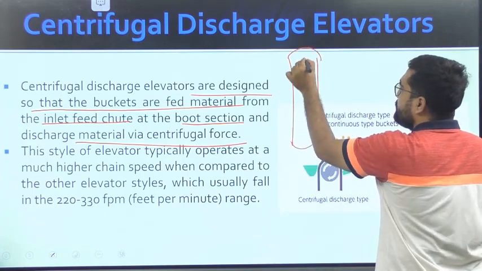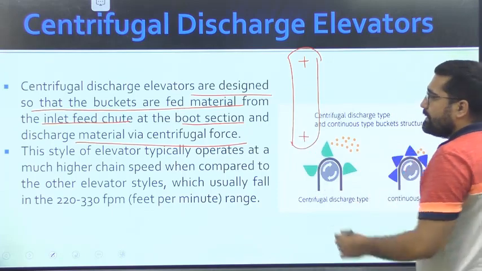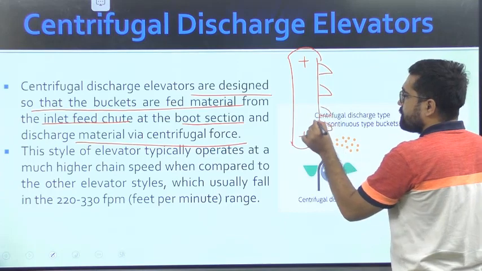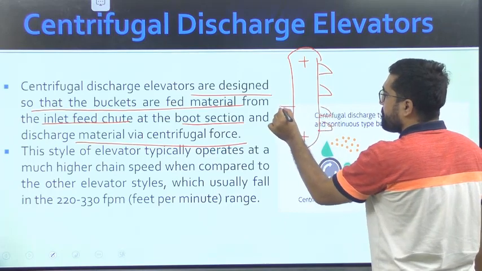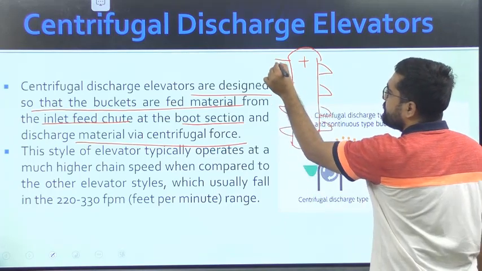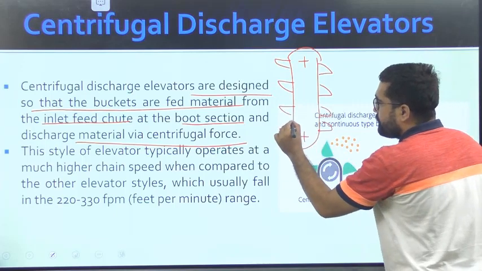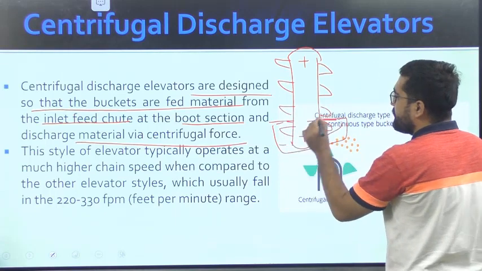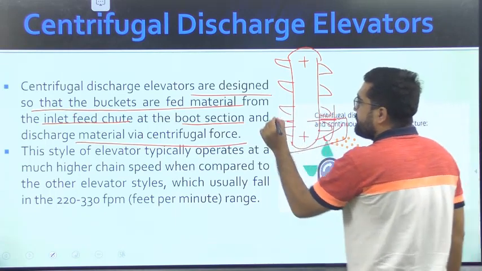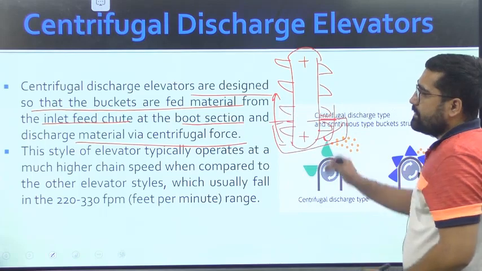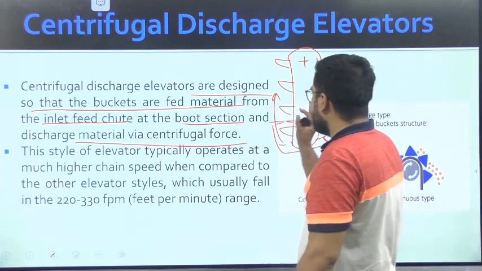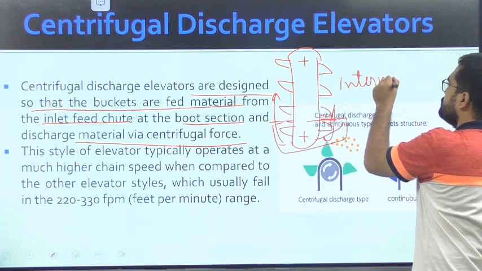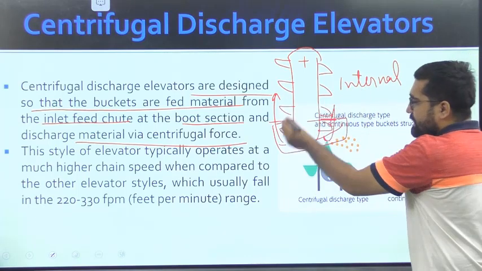So what will happen here, when buckets are coming down, the feeding will be done from the bottom. Here our material will be in this section, and it will fill our buckets. When the bucket comes here, it will carry the material to the top. So this is the internal feeding bucket type. Internal feeding, because feeding is inside the bucket elevator.